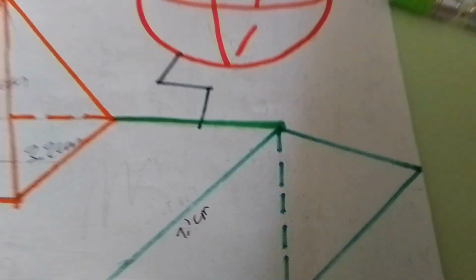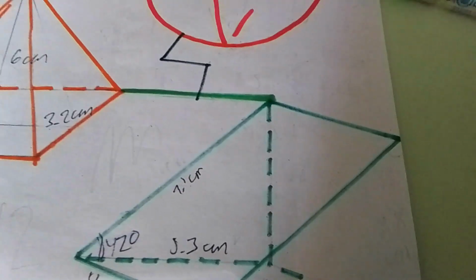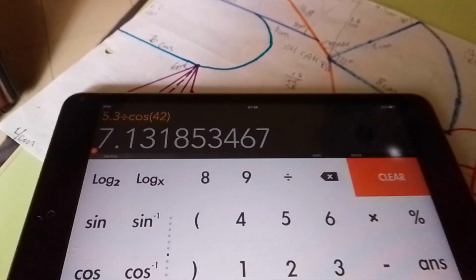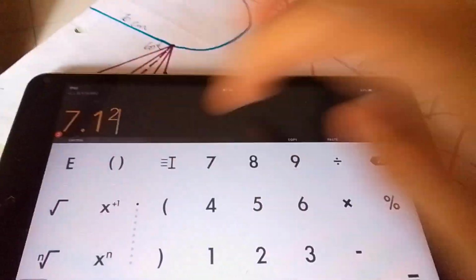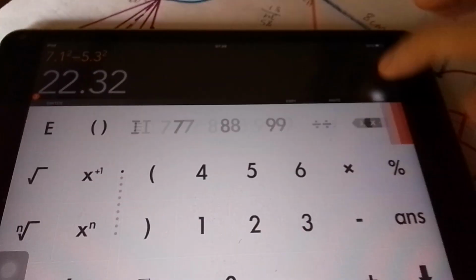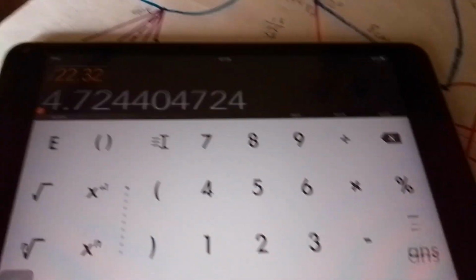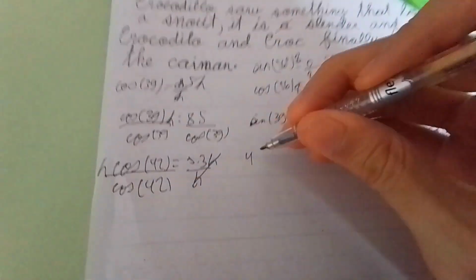Pythagorean theorem or opposite function. But let's do the Pythagorean theorem. So we know that 7.1 is the hypotenuse, right? So therefore, 7.1 squared minus 5.3 squared, 22.32. Take the square root of that number, 4.72. So remember that, 4.72.